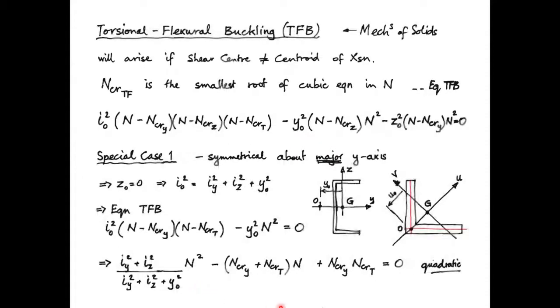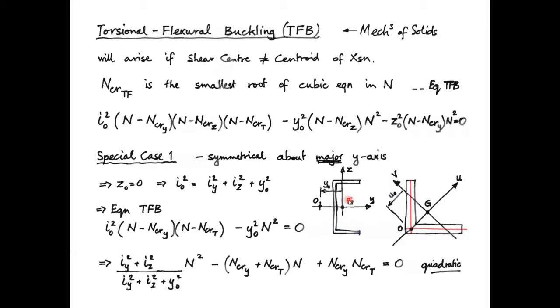Okay, so the torsional flexural buckling capacity will arise when the shear center, G in this example of a parallel flange channel, or in terms of an equal angle over here, there's the shear center G, and the centroid of the section O. So when the centroid of the section and the shear center don't match up, then we could get torsional flexural buckling. So the critical buckling capacity for torsional flexural buckling is the smallest root of the cubic equation in N. Okay, so it's the equation for the torsional flexural buckling, and this is the equation here.